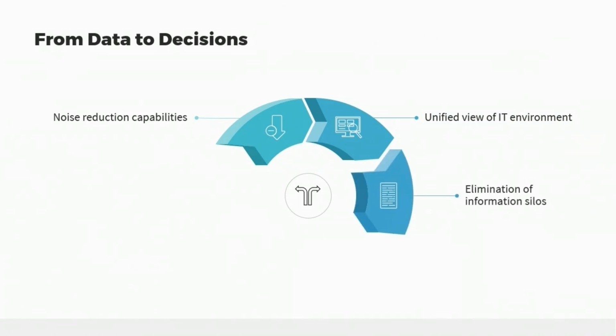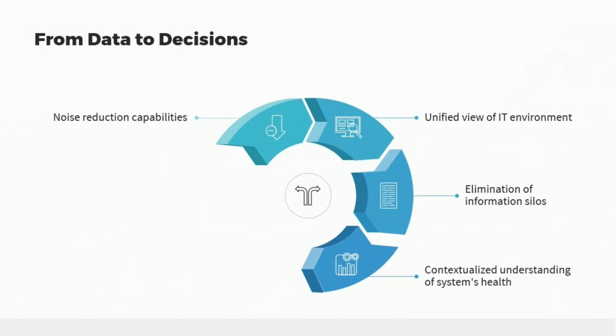And of course, we want to eliminate information silos. And what that means is breaking down barriers between different departments or systems to ensure seamless data flow and collaboration, promoting synergy and alignment in decision-making processes. And organizations need to have a contextualized understanding of system health. And that means analyzing data within the context of the broader IT ecosystem and business objectives, enabling stakeholders to prioritize actions based on strategic relevance and impact.